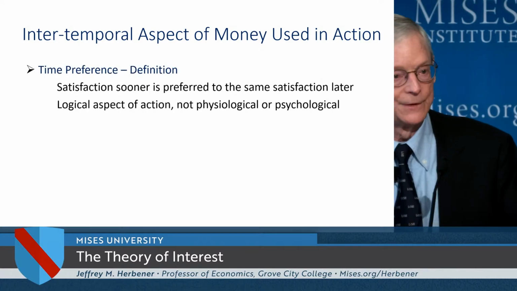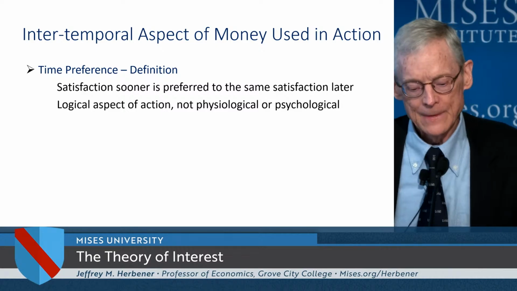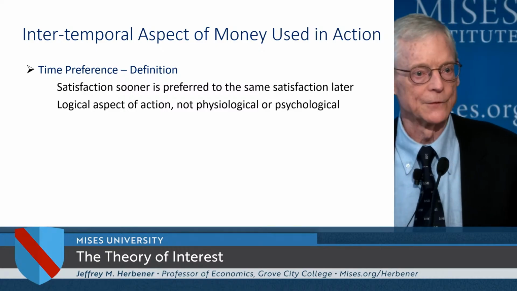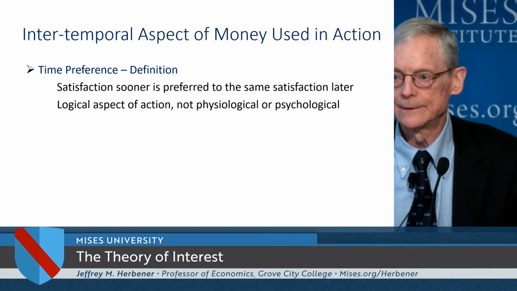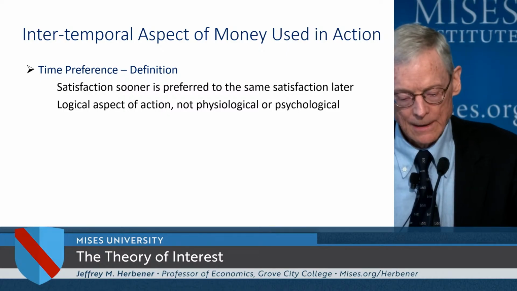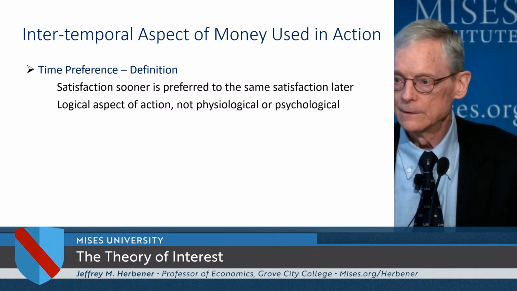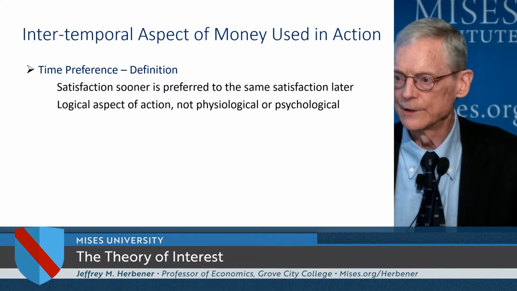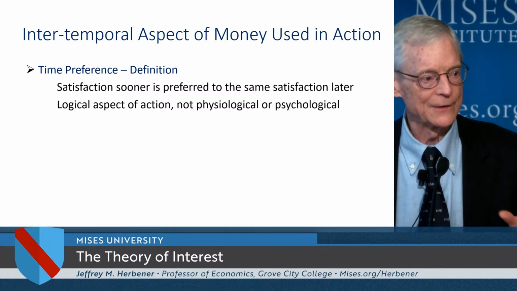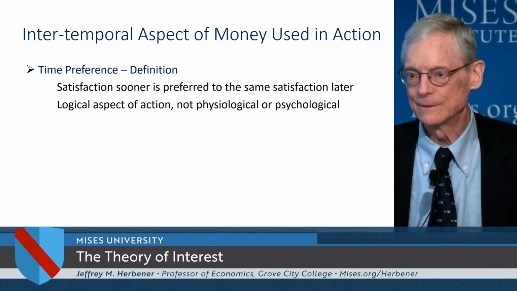So here we get a kind of working definition of time preference. And you'll see this in Mises and Rothbard and Feder and the other authors that focus on this concept. A satisfaction sooner is preferred to the same satisfaction later. That's sort of a working definition of time preference. But remember, that's only in the technical circumstances that we talked about. Is that true?